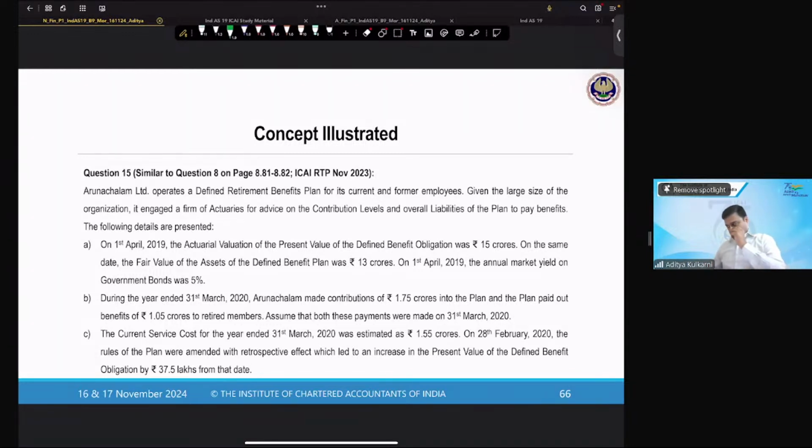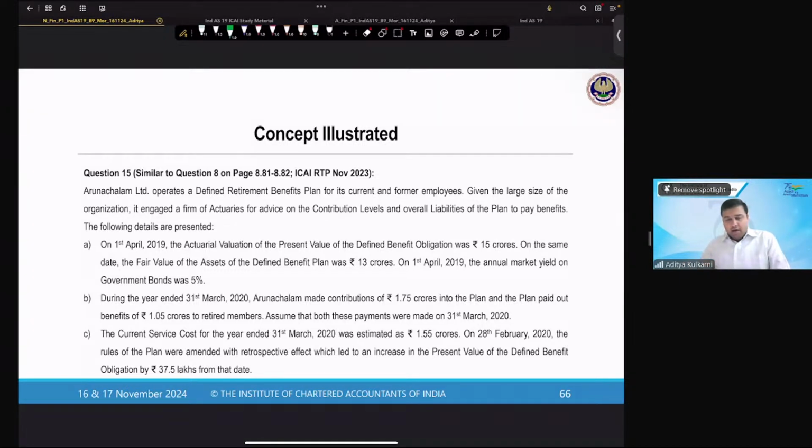This is similar to question 8, which is there in your study material, Test Your Knowledge. And it is also similar to your RTP question of November 2023. Quite a similar question, so only the figures would have changed, is what I get. All right. So now with that, let us start reading the question and let us understand the requirements.